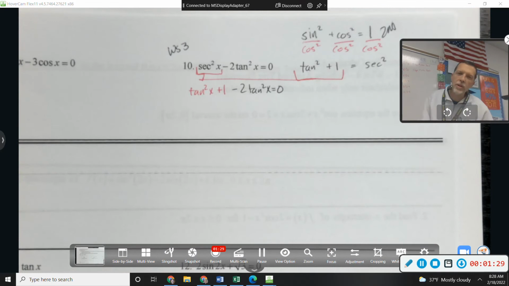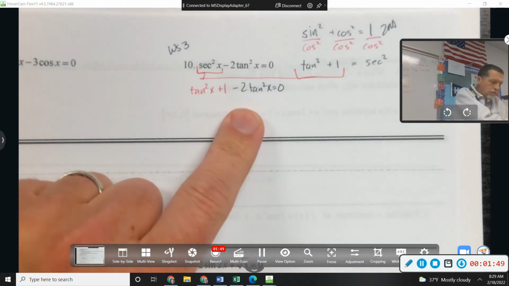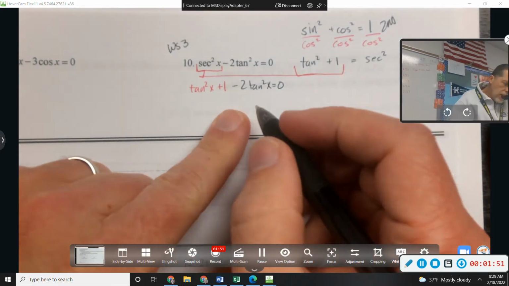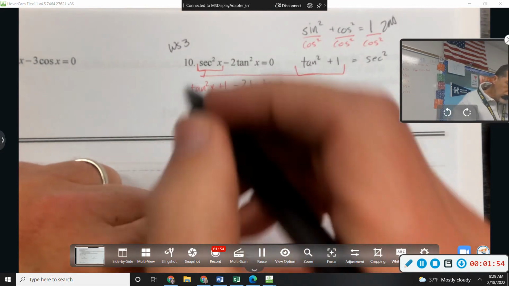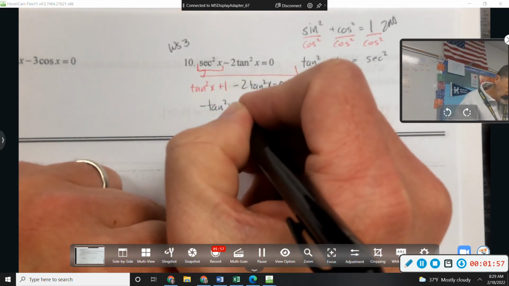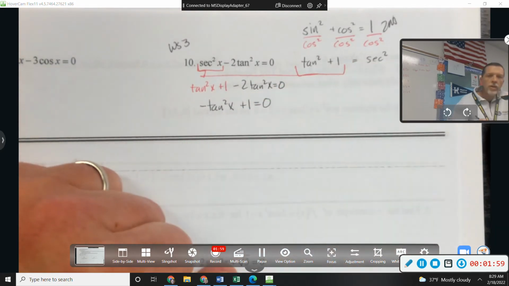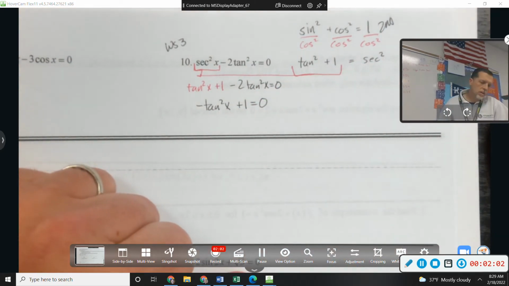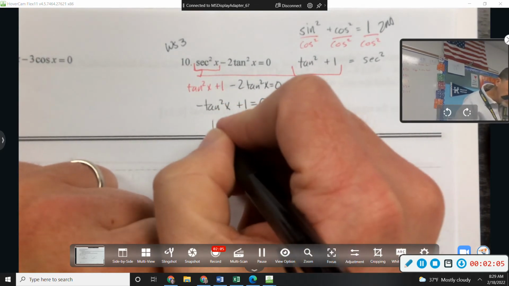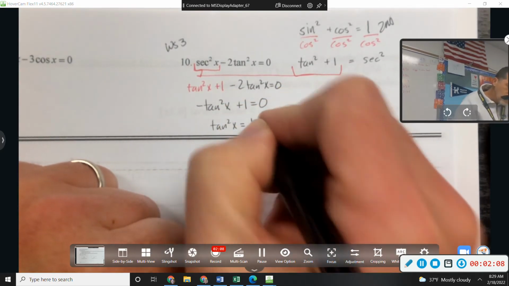So I was hoping somebody would ask this because we did not do one like this in the notes yesterday. We mentioned it in the notes as an example of, what did we say? Use trig identities if you need to get it to all one trig function. So let's see, tangent squared minus 2 tangent squared is negative tangent squared of x plus 1 equals 0. So if I move the tangent squared over to make it positive, tangent squared x equals 1.